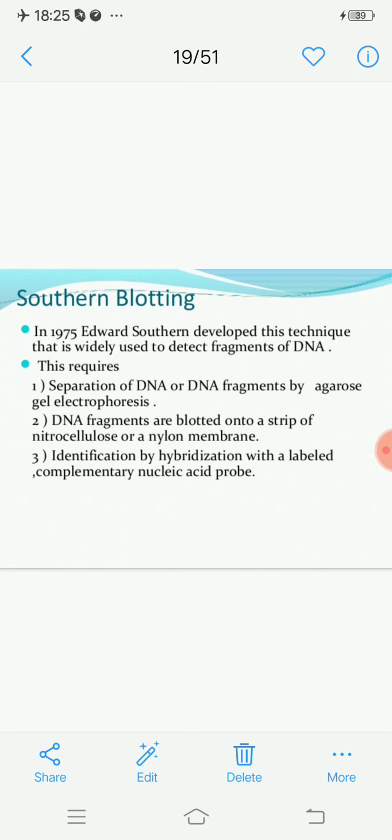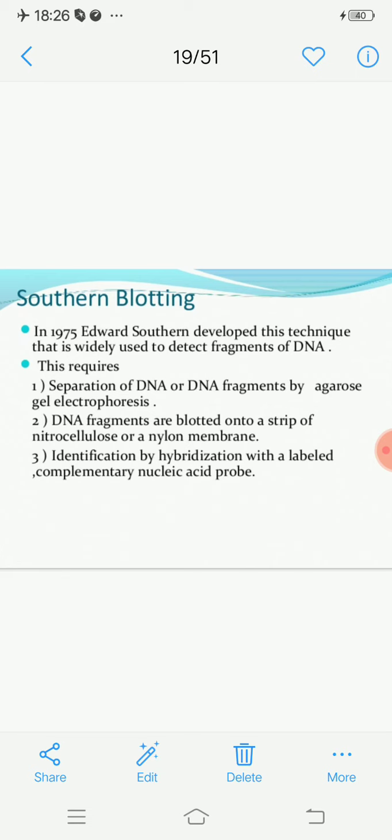Blotting means transfer, okay, transfer of the separated DNA bands which are on the gel, from the gel to the blotting paper. Different types of blotting papers are used, like nitrocellulose paper and nylon membrane. In this way, different types of blotting papers we can use.